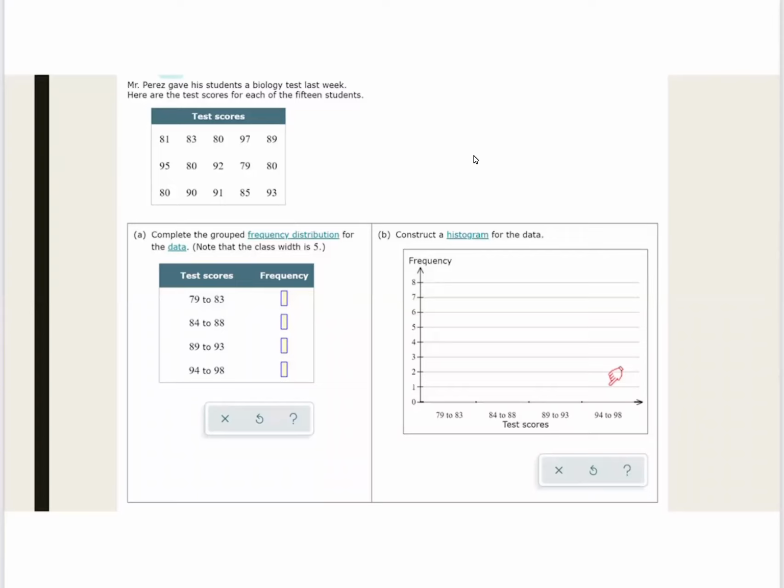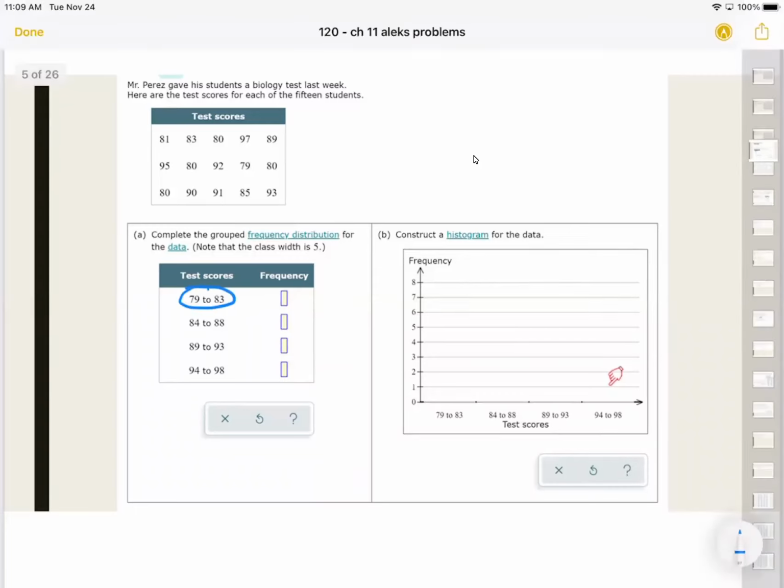In this item, they give you the information, the raw data, the test scores, and they ask you to find the frequency distribution table. Reminder, a frequency distribution table is basically asking yourself, between this group of numbers, between 79 and 83, how many students scored in that group?